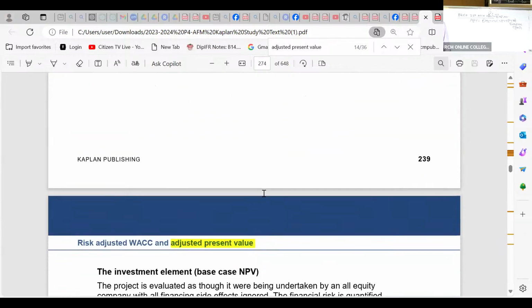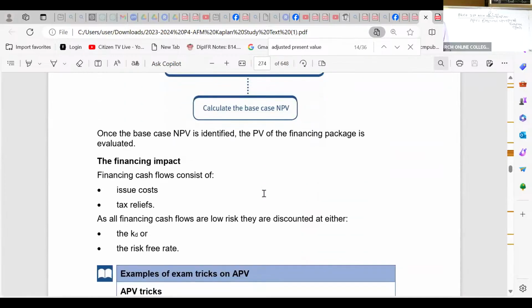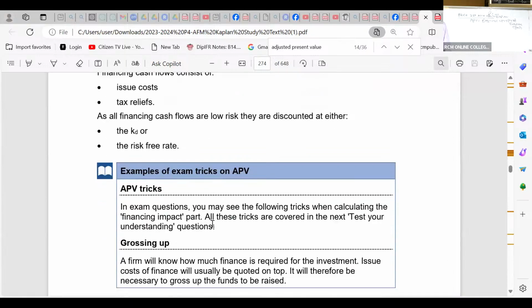there is something small that I would want to draw your attention to. The financing impact. Financing cash flows consist of issue costs and tax reliefs. As all financing cash flows are low risk, they are discounted at either the KD or the risk-free rate. So we look at examples here.